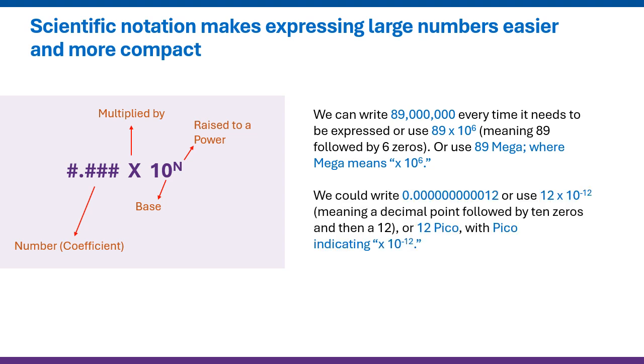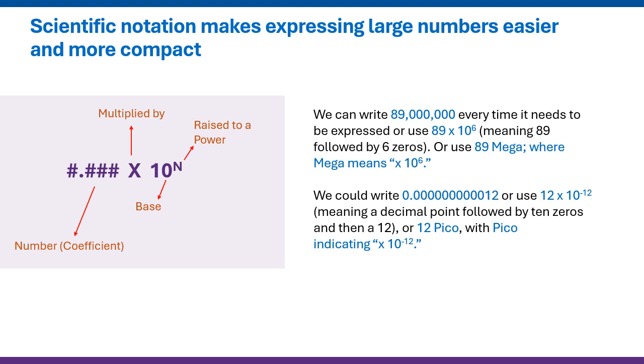Another example pertains to small numbers. We could write 0.000000000012 every time we need to express it in the course of one equation, or we could use 12 times 10 to the minus 12 power, meaning a decimal point followed by 10 zeros and then a 12. Or 1 pico, where pico indicates times 10 to the minus 12.